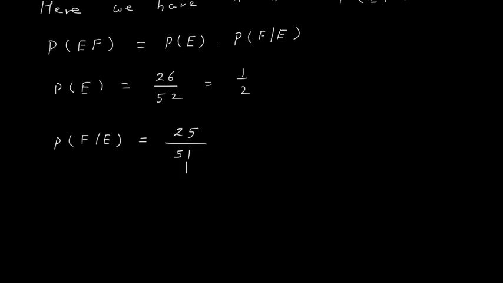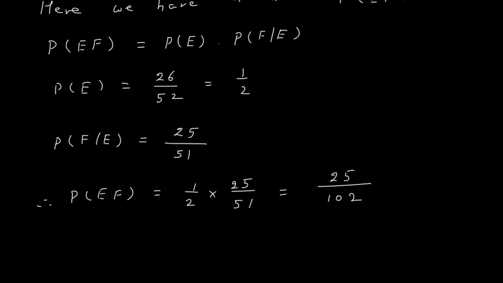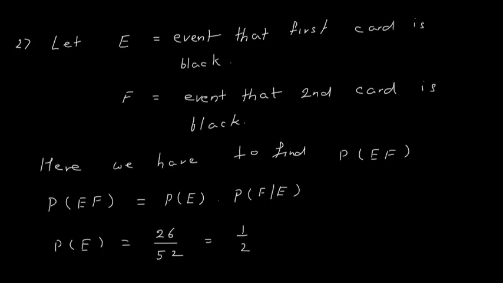Therefore, I have probability of EF is equal to probability of E, which is 1 by 2, into probability of F by E, which is 25 upon 51. So this gives us the answer as 25 upon 102. Simple. I hope you are understanding what we are doing.